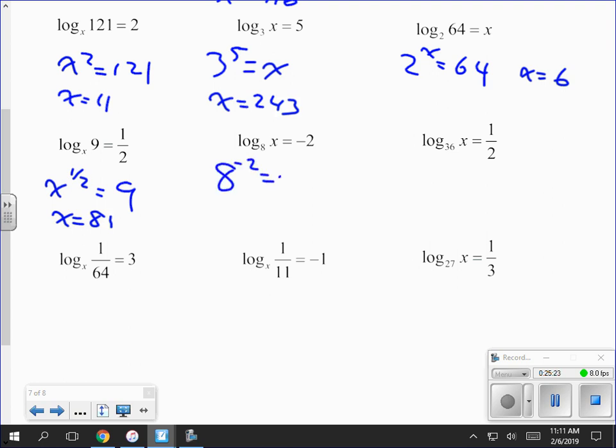8 to the negative 2 is X. Negative means it's 1 over 8 squared. 8 squared is 64. X equals 1 over 64. 36 to the 1/2 power is X. 1/2 power means square root. Square root of 36 is 6.